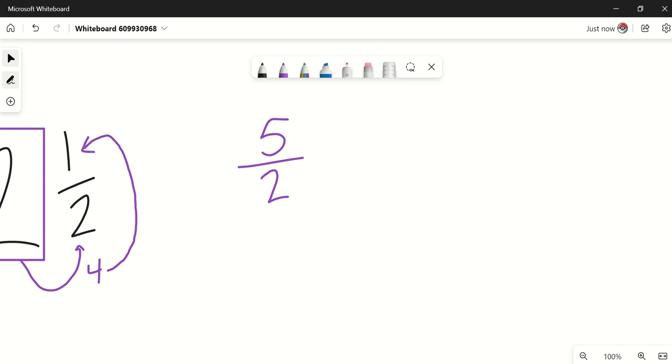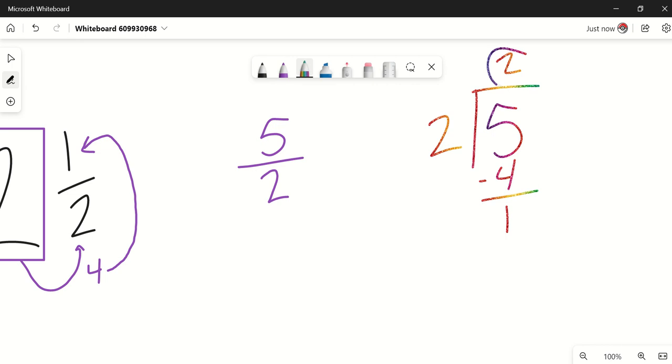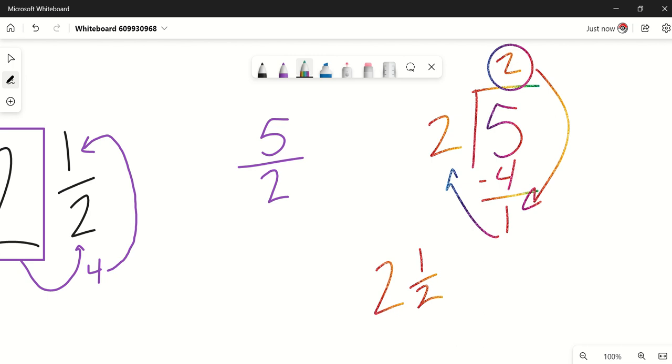And if we go ahead and do the reverse of this, because this is an improper fraction, we'll do 5 divided by 2. We'll go in twice. That will equal 4. When I subtract, I'll have 1 left over, 2 1/2. And that was our original mixed number. So we need to know how to convert a mixed number into an improper fraction in order to multiply.